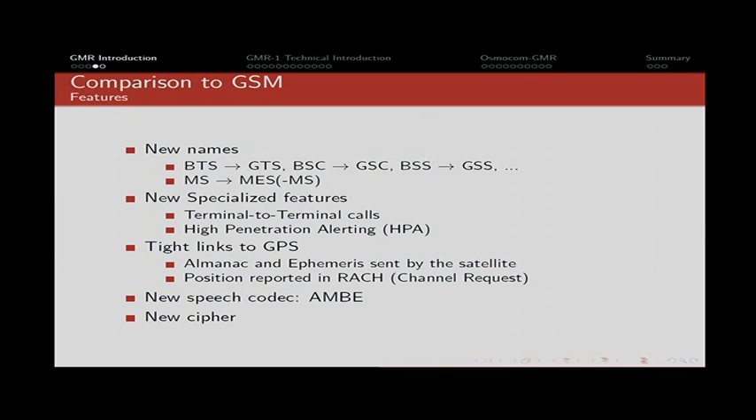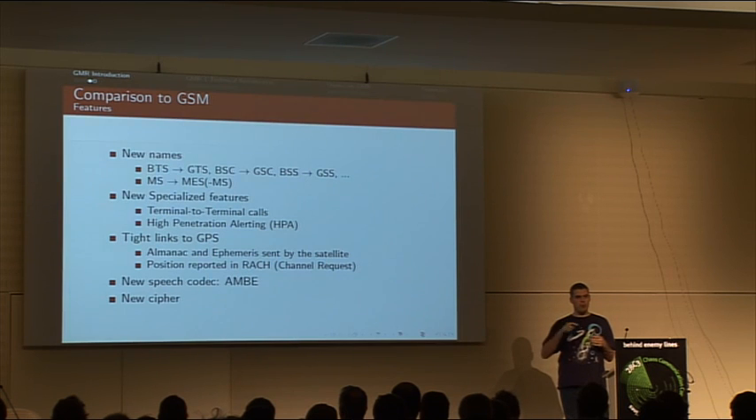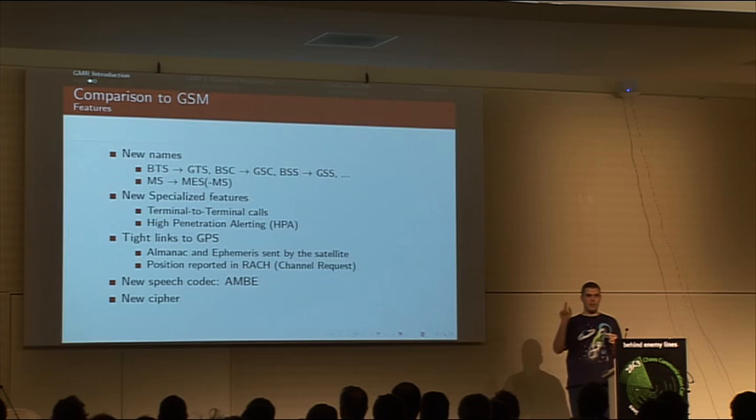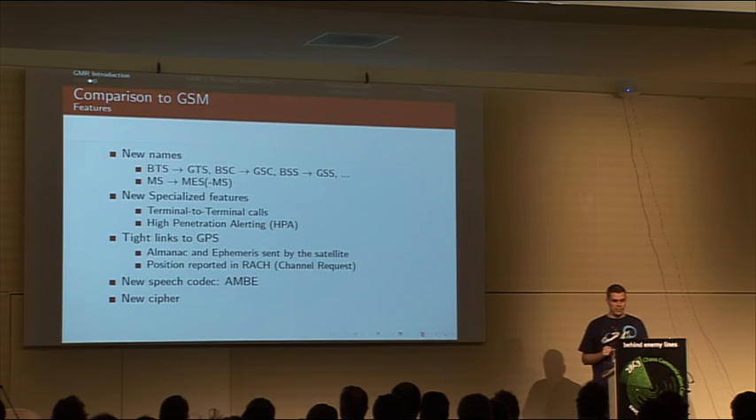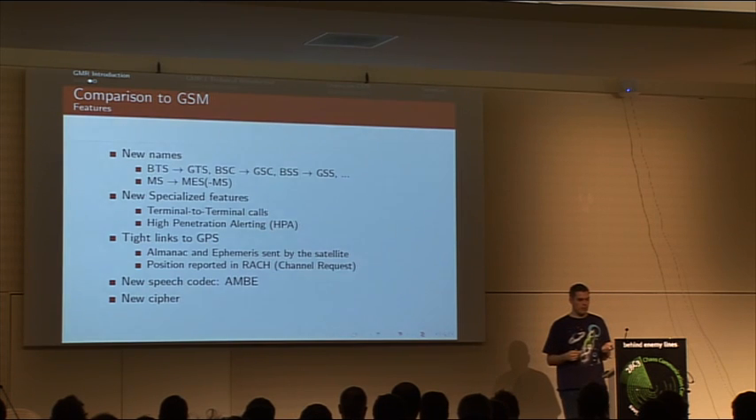They introduced some useful stuff, so specialized features. One of them is the terminal-to-terminal calls. So if from a Thuraya phone you call another Thuraya phone, to avoid going all the way from the phone to the satellite, to the core network, back to the satellite, back to the other phone, they introduced a shortcut where a phone can talk to the satellite and directly be bounced onto another phone without ever going through the core network.